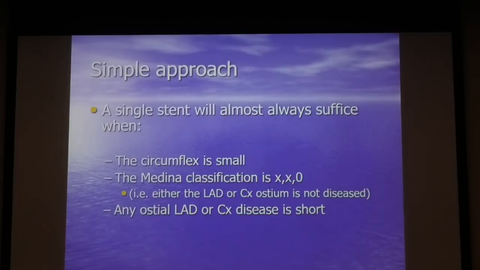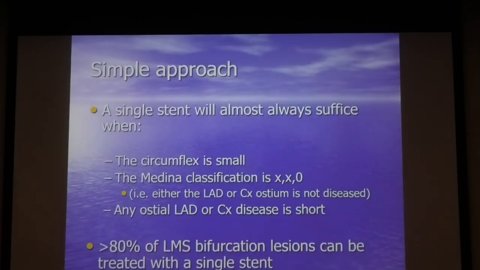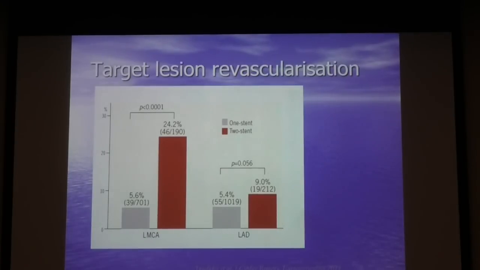These are the criteria to suggest that a one stent strategy is very helpful in these patients. More than 80% of left main bifurcation lesions can be treated with a single stent strategy. It's not necessary that every left main gets two stents. Most of them, at least two thirds to 80%, can be treated with a one stent strategy. The data is very clear. This is data about single stent strategy versus double stent strategy in the LAD and the left main.